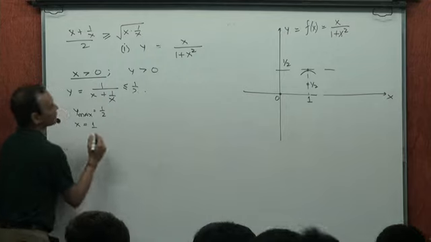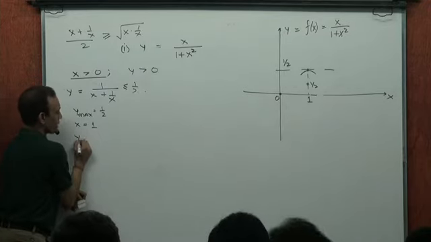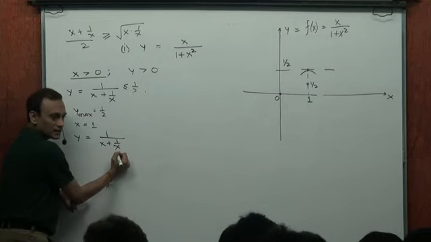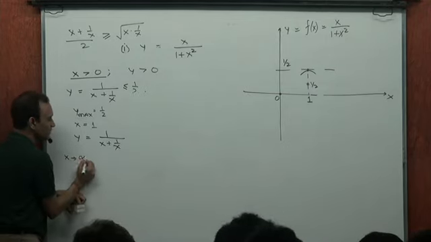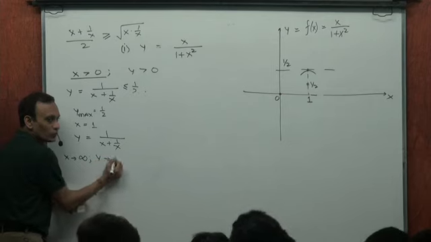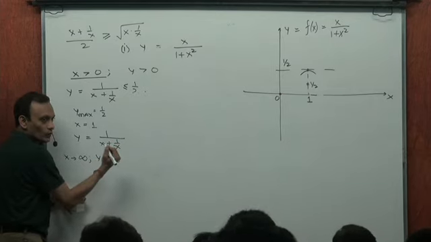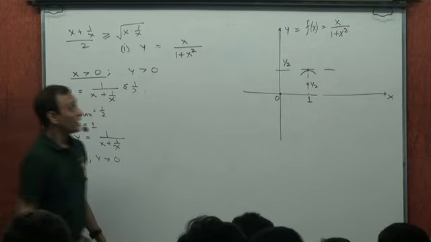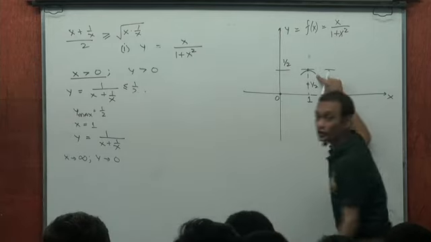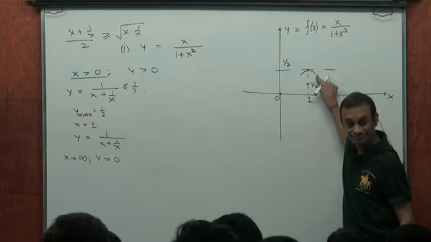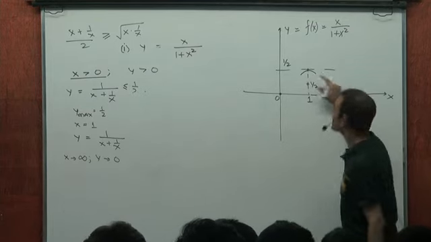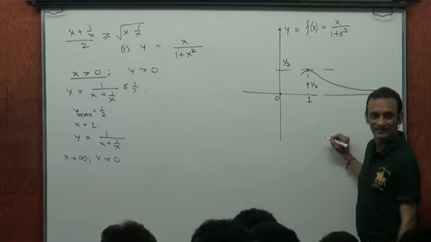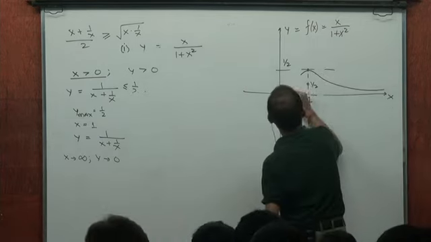Now, notice that y could have been written as 1 by (x plus 1 by x). As x tends to plus infinity, y tends to 0. Right? And do you realize that there is no other turning point except x equal to 1? Isn't it? So as x tends to infinity, y tends to 0. And then draw the missing part.